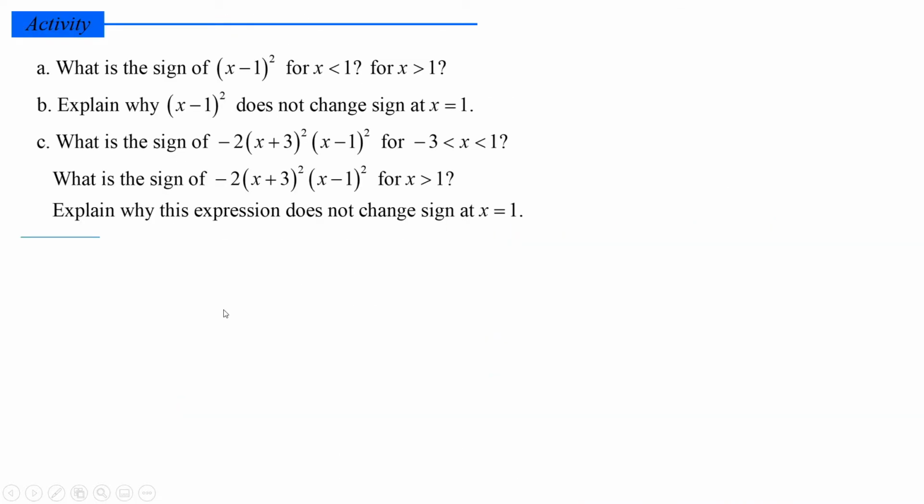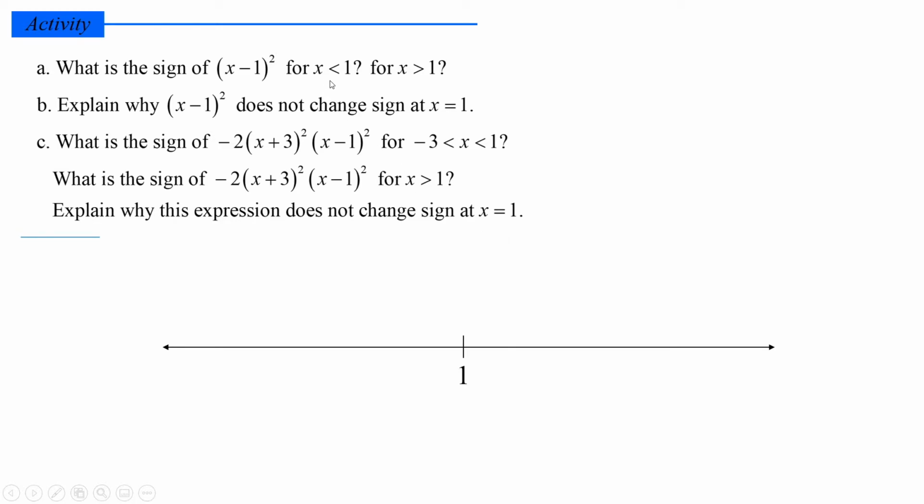Okay, so this is a great little activity here. What is the sign of the quantity x minus 1 squared for x less than 1 and then for x greater than 1? So to do this activity, I would do a little sign graph again. So there's my sign graph, and if I look at the factor x minus 1, that implies I would have a root of 1. So there's my 1 on my hash mark right there.